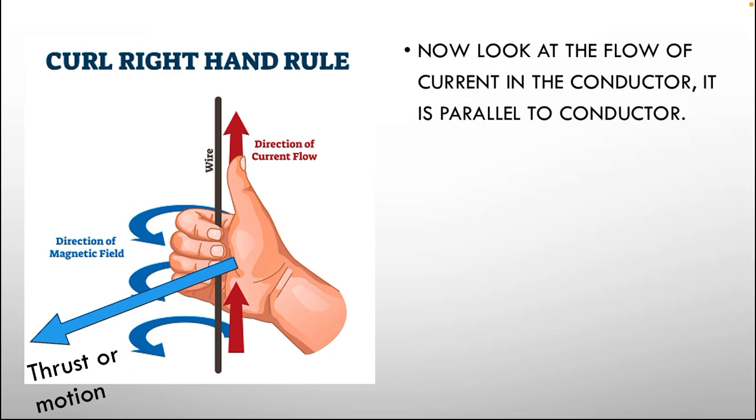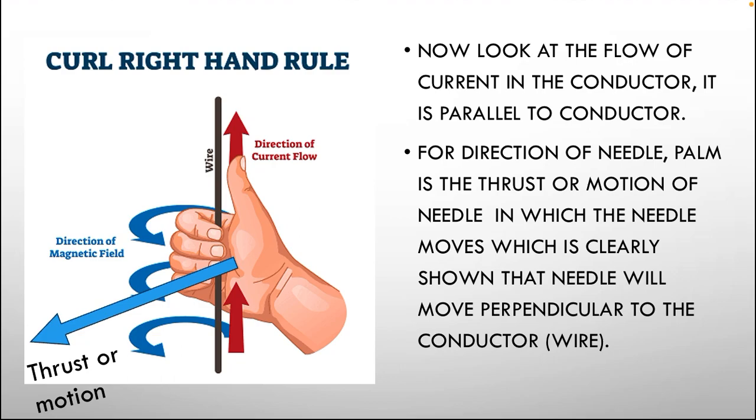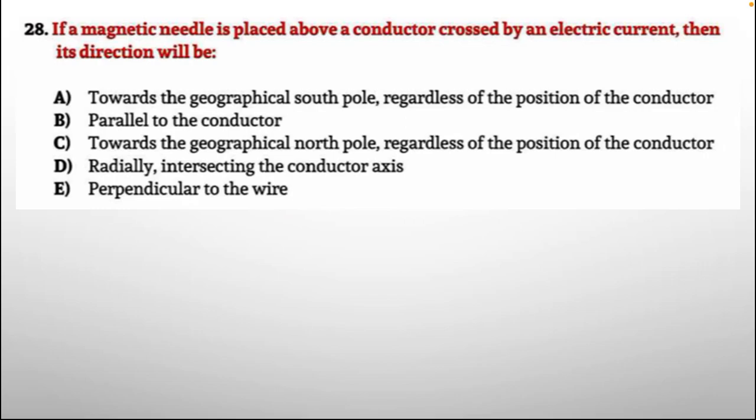Now look at the flow of the current in the conductor. It is parallel to the conductor. For the direction of the needle, the palm gives the thrust or motion of the needle in which the needle moves, which clearly shows that the needle will move perpendicular to the conductor or wire. So according to that, option number C is the correct option: towards the geographical North Pole regardless of the position of the conductor.